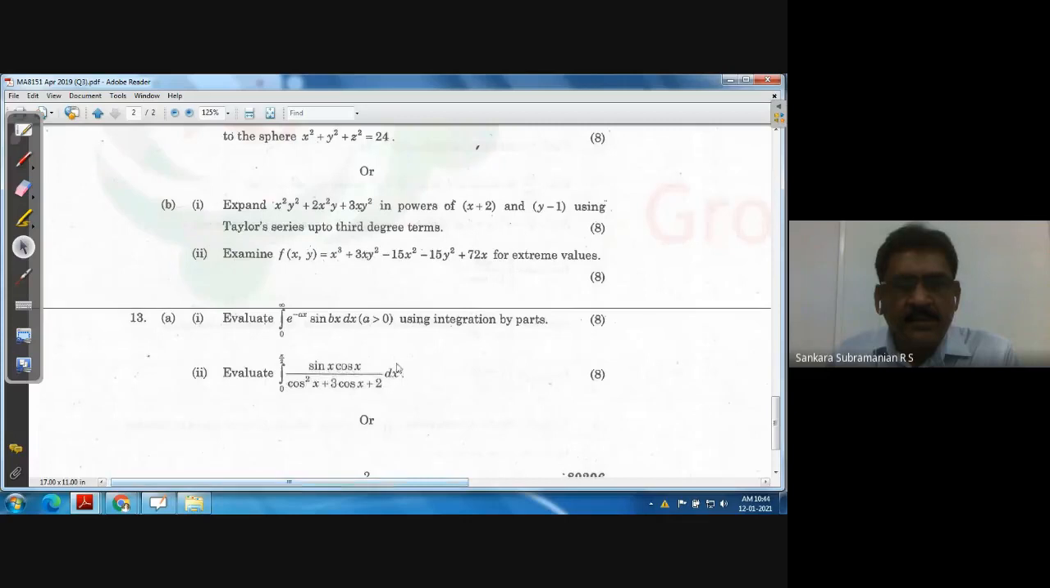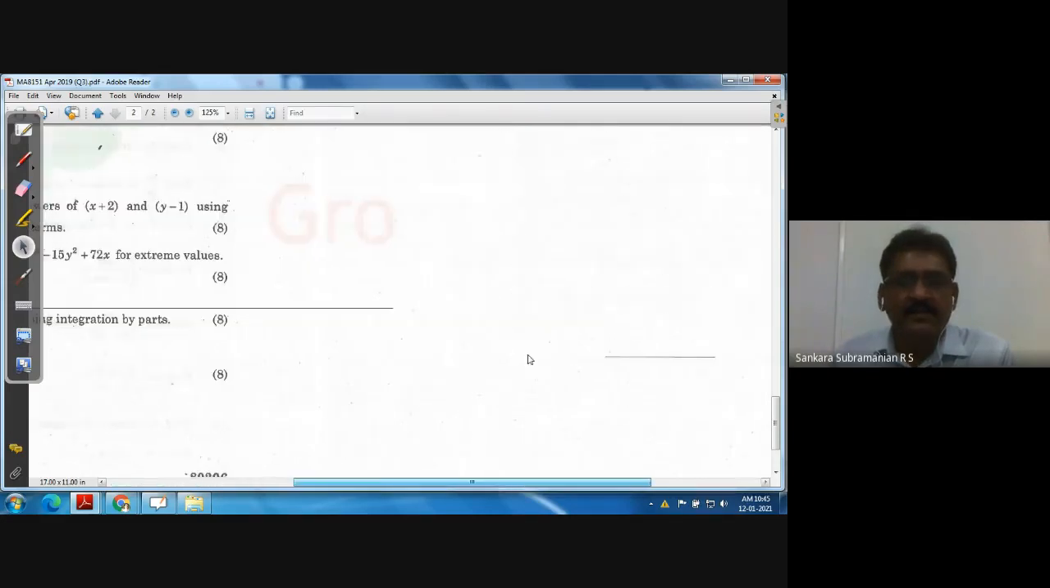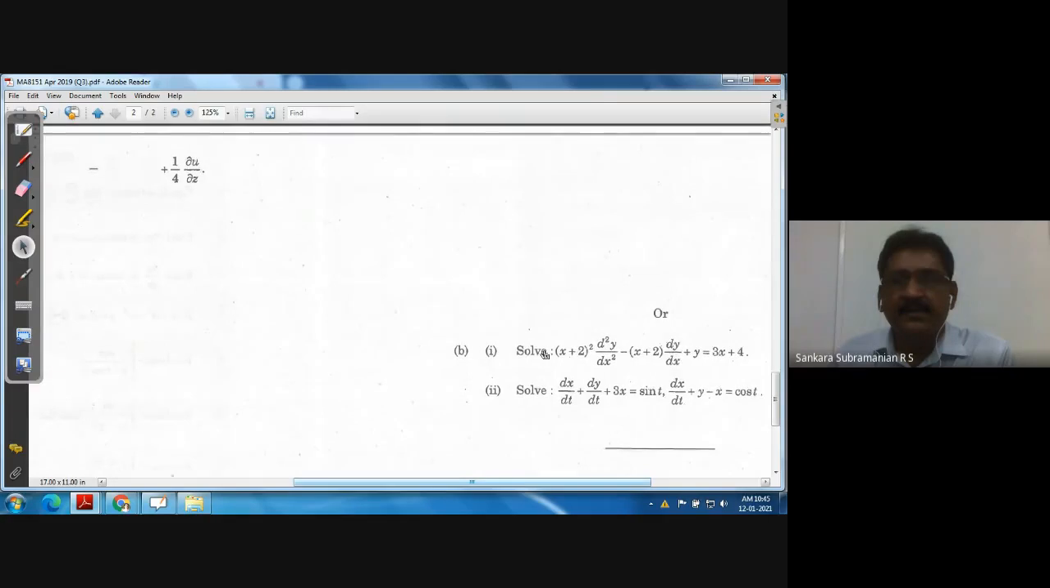Evaluate. This is using integration by parts. You have to do e power minus ax, from 0 to infinity, which we have not taught yet. Okay.